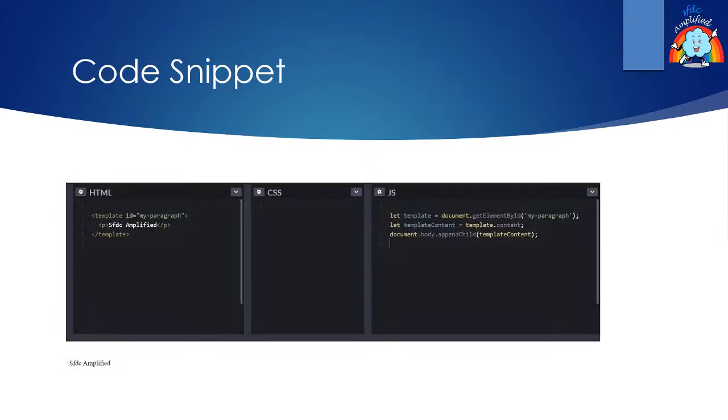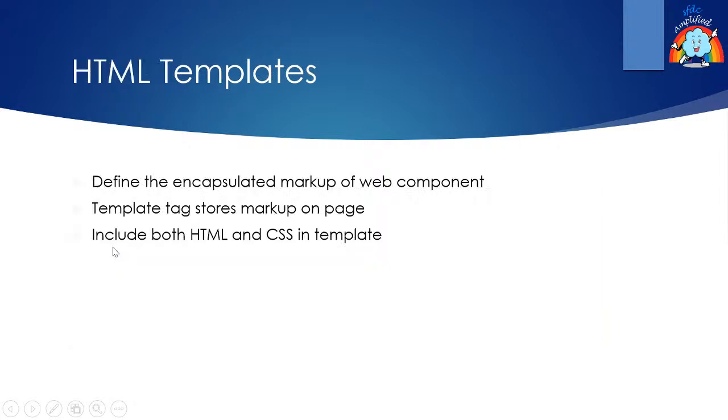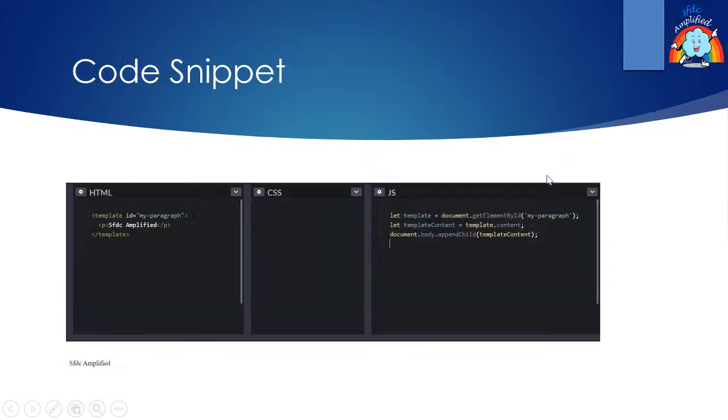So if we see here in the code snippet, here is the template. If we just type this, we will not see the content like SFD simplified, because the template is not rendered, like we discussed, it defines encapsulated markup for a web component. So basically, it runs only when we write the JavaScript. We define that in JavaScript, and that's how we are able to get it. So that's how the template works, so that we do not have to repeat the same code structure.